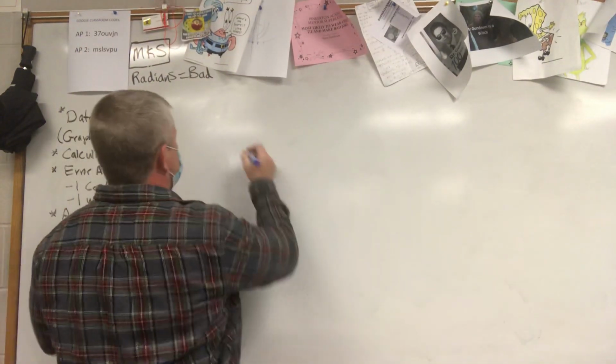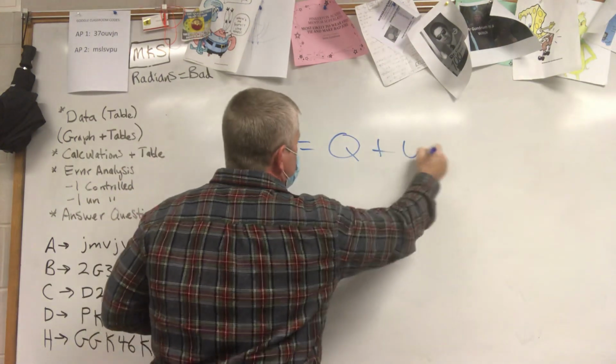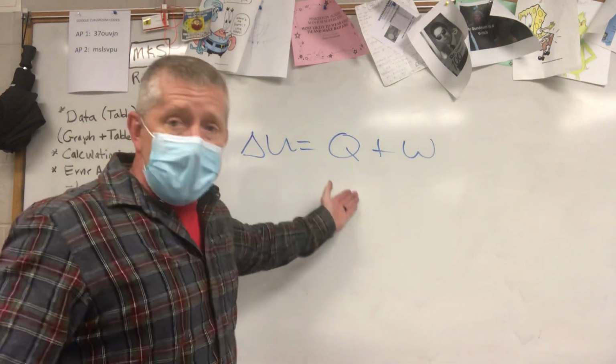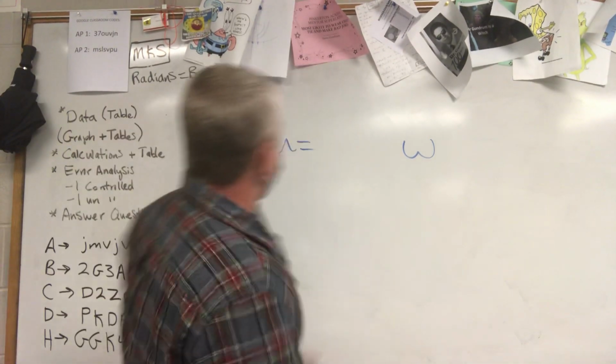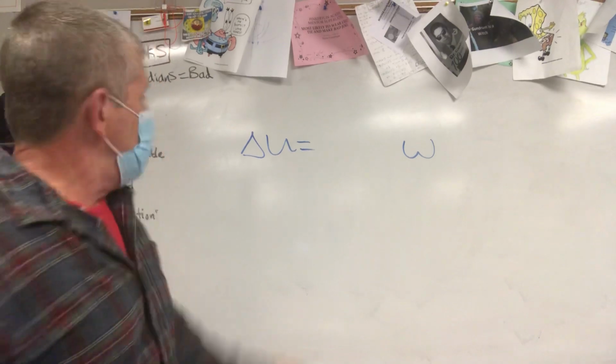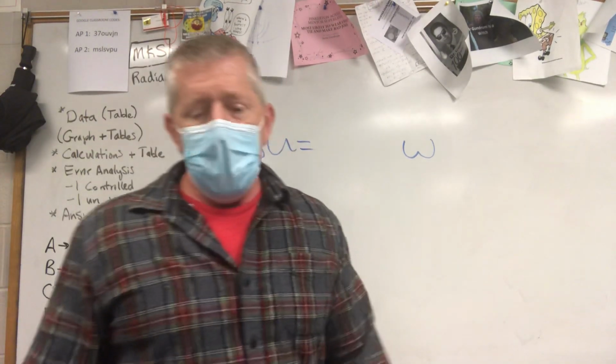Okay. Adiabatic means no heat. No heat involved. So delta U equals Q plus W, but there's no heat. That's what the word means. That's adiabatic. Your change in internal energy is due to work only. Give me an example of that one.